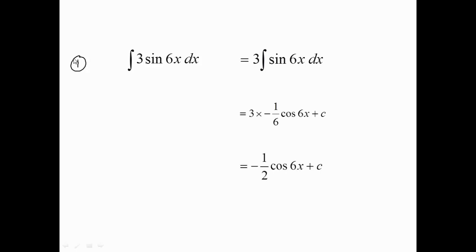Okay, here we've got our first example, number 1. The integral of 3 sine 6x with respect to x. Take the 3 out the front, and then we'll do the antiderivative of sine 6x. Antiderivative of sine 6x is minus 1 on 6 cos 6x plus c. The 3 cancels with the 6 to give 2. We end up with minus a half cos 6x plus c.